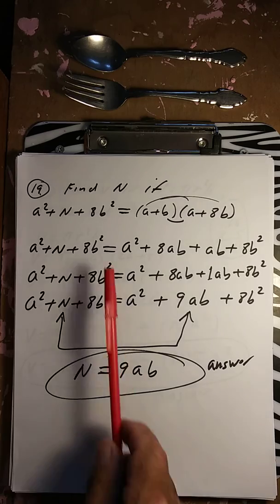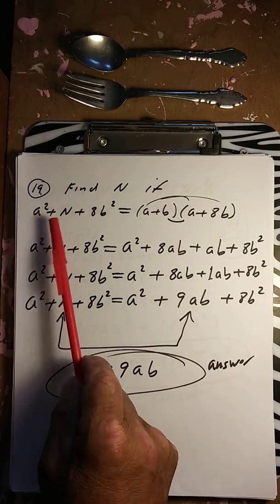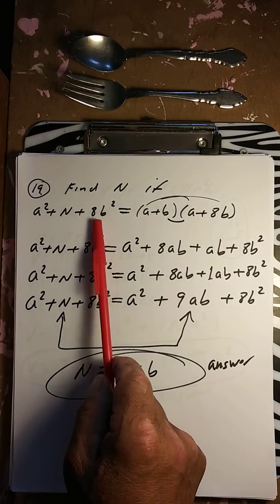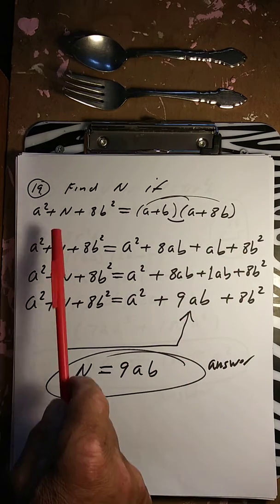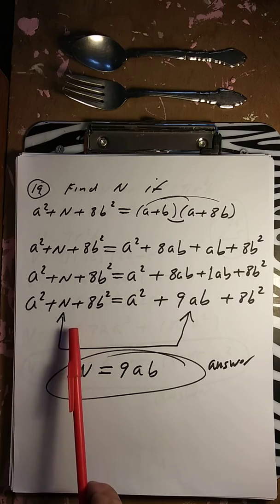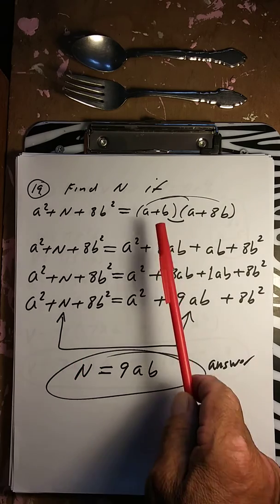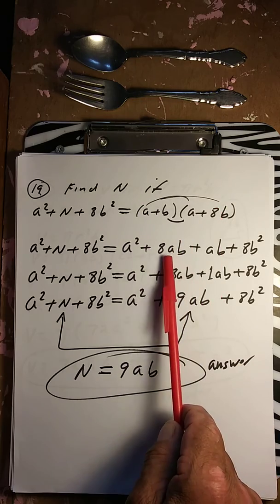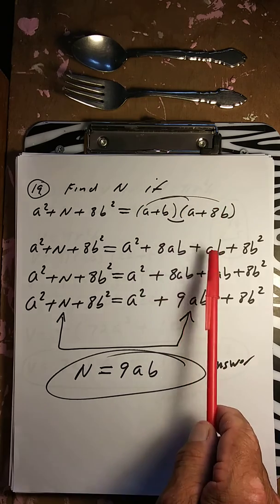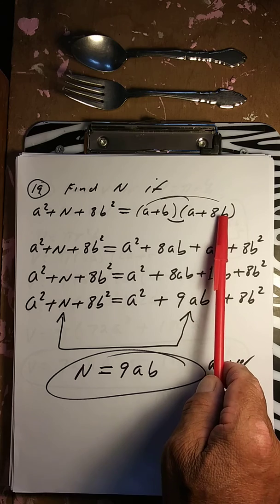Alright, it says find n. This is the problem we're given: a squared plus n plus 8b squared equals a plus b times a plus 8b. So let's just copy this. Don't do anything with the left side. But the right side, let's multiply it out. A times a is a squared. A times 8b, 8ab. B times a, ab. And b times 8b, 8b squared.